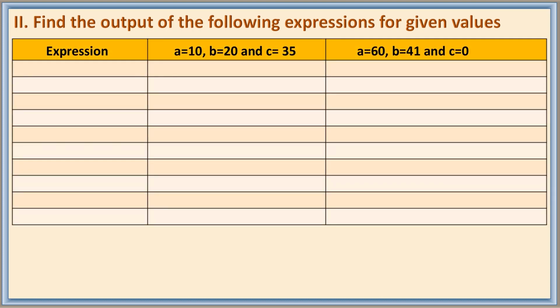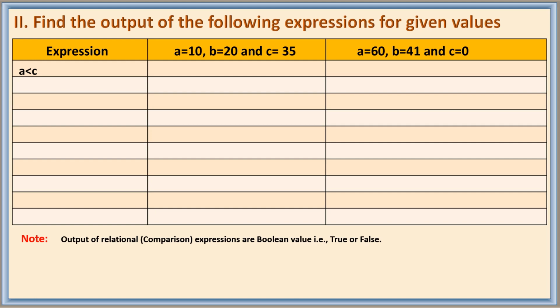An expression and two sets of values are given. So there are 10 expressions given. For each set of values we need to find the output. First one, a is lesser than c. Any relational operator we take will result in a Boolean value, that is true or false.